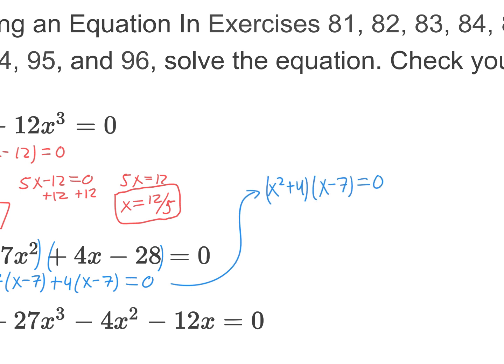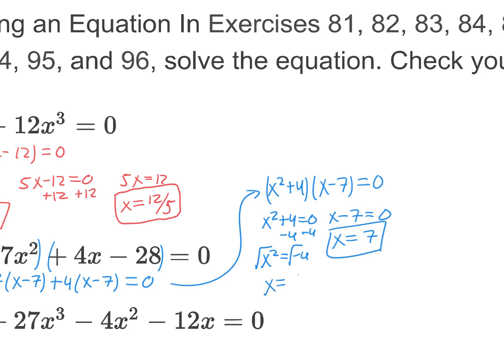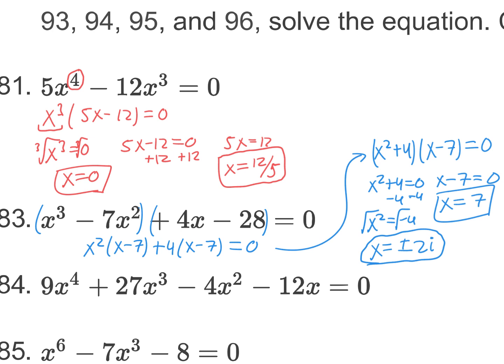I would set both of these factors equal to 0, so I get x squared plus 4 equals 0, and x minus 7 equals 0. And so one of my answers is 7. For my other one, I can subtract 4 on both sides, and I get x squared equals negative 4. Square root both sides, and I get x equals plus minus 2i. So we have an imaginary answer here. Those are our 3 answers, which we were expecting because our highest exponent is 3. So let's try something similar with the next one.